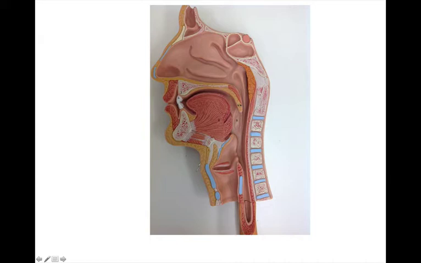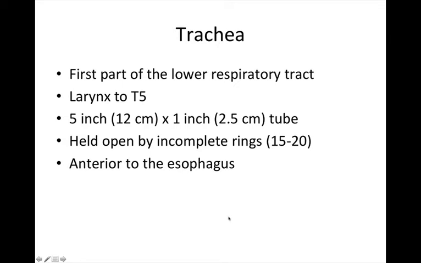And remember, just to review, the structures of the upper divisions of the respiratory system are basically the nose, the pharynx, and then the larynx, and then the lower divisions are the trachea, and then, not shown here in this picture, are the bronchi and the lungs. So obviously the logical next step would be to talk about the trachea.